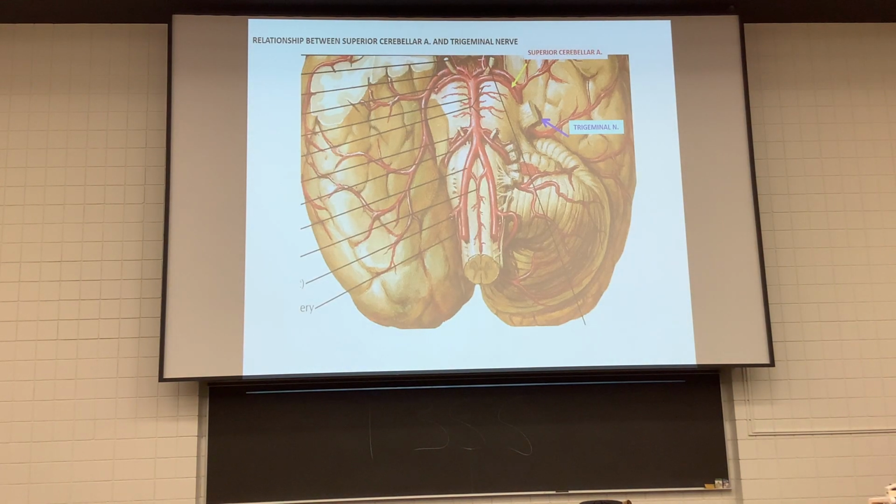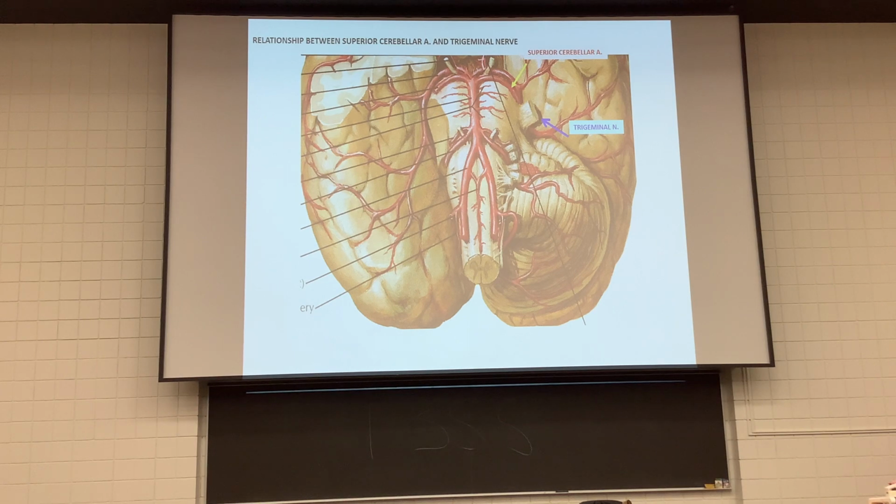Let's go back to this diagram. Here's our superior cerebellar artery coming off of the basilar, and as it wraps around to come to the cerebellum, notice it passes right next to the trigeminal nerve. Pain fibers are small diameter, lightly myelinated, so they're more likely to be irritated by this pulsation than the touch fibers, which are larger diameter and heavily myelinated. They also tend to be located more on the periphery of the nerve.